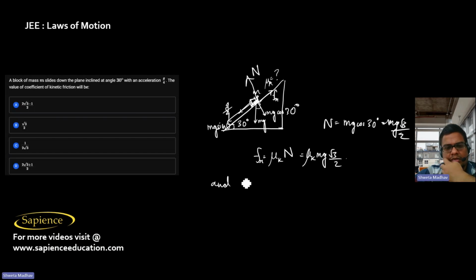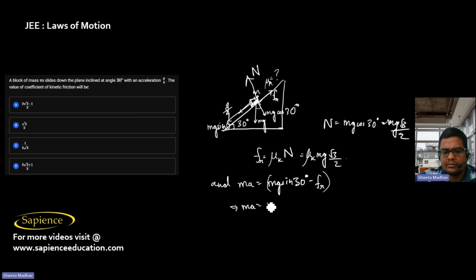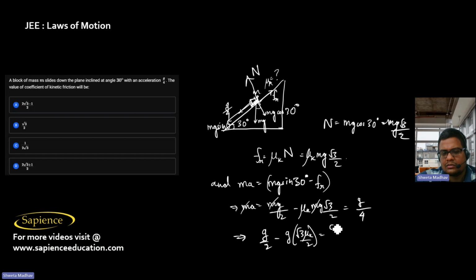And the downward acceleration, that is mass into acceleration, is equal to the net force downward, that is mg sin 30 degrees minus friction. So therefore I can say ma is equal to mg by 2 minus mu k mg into root 3 by 2. So mass will cancel out, and acceleration has been told, that is g by 4. So it means g by 2 minus g into root 3 mu k by 2 is equal to g by 4. So g also we can cancel out.